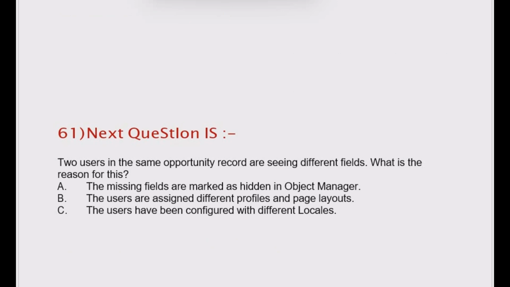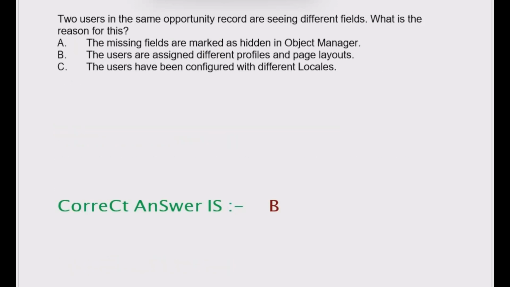Question is, two users in the same opportunity record are seeing different fields. What is the reason for this? Option A. The missing fields are marked as hidden in Object Manager. Option B. The users are assigned different profiles and page layouts. Option C. The users have been configured with different locales. Correct answer is option B.